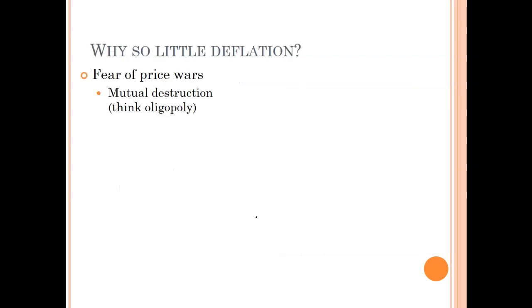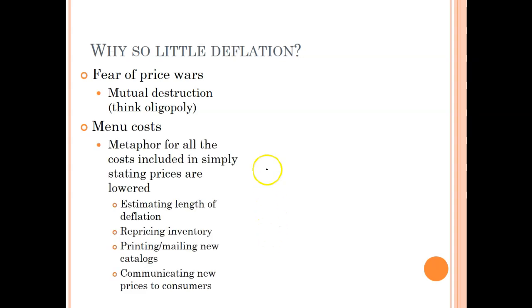Why so little? Well, it could be fear of price wars, think mutual destruction. You don't want to start undercutting and undercutting, because then what's the purpose of creating something? If you go to Keynesian economics, you talked about a thing called menu cost. The metaphor is that if you're running a restaurant and you have to start changing the prices for all your plates, you're going to have to take some time and estimate how long the change is going to last. How long are you going to cut the prices for? Reprice all the inventory, print and mail the new catalogs, whatever else. And by the time you're finally done, is it over?